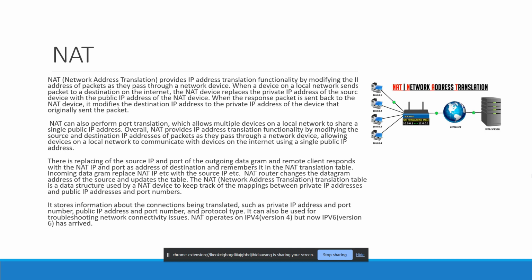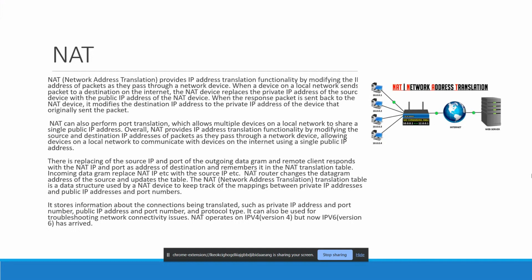The NAT router then changes the datagram address of the source and updates the table. The NAT translation table is a data structure used by the NAT device to keep track of the mapping between the private IP address and the public IP address and the port numbers. It stores information about the connection being translated, such as private IP address and port number, public IP address and port number, and protocol type. It can also be used for troubleshooting network connectivity issues.